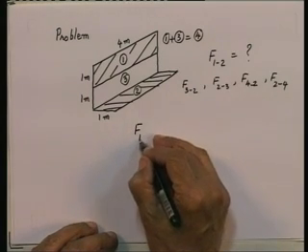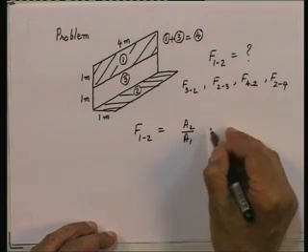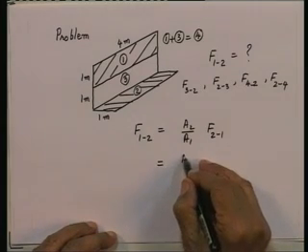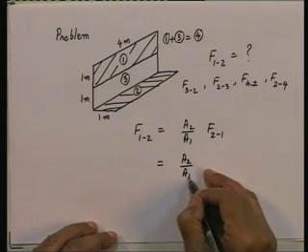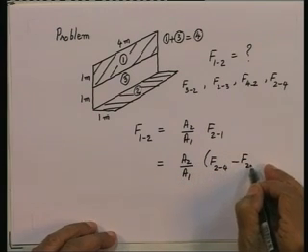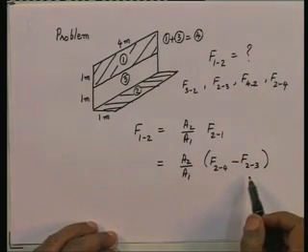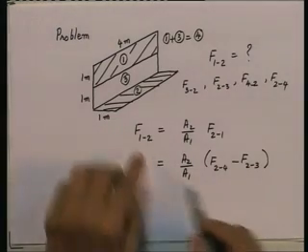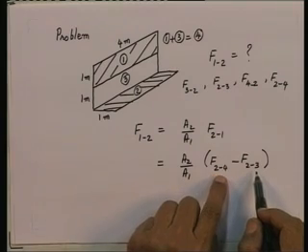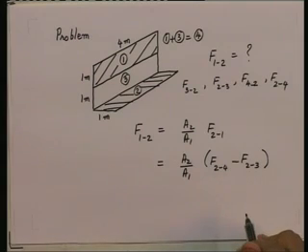We can say f1 to 2 is equal to a2 by a1 f2 to 1, here is my reciprocal relation, which from the additive relation is nothing but a2 by a1 times f2 to 4 minus f2 to 3. So, I use first the reciprocal relation, then the additive relation, and when I do that, I have expressed f1 to 2 in terms of f2 to 4 and f2 to 3, which I can now read off from the graphs whose calculations have been done earlier, which I showed to you.